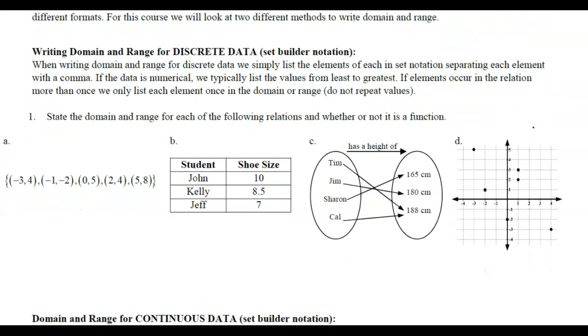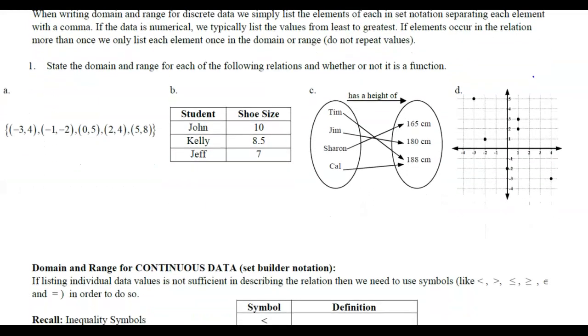Okay, so discrete data is pretty easy. You just list them. Okay, so when writing domain and range for discrete data, we simply list the elements in set notation, separating each element with a comma. If it's numerical, we typically list the values from least to greatest. If elements occur in the relation more than once, we only list each element once. Don't repeat them. Okay, so we're going to state the domain and range here.